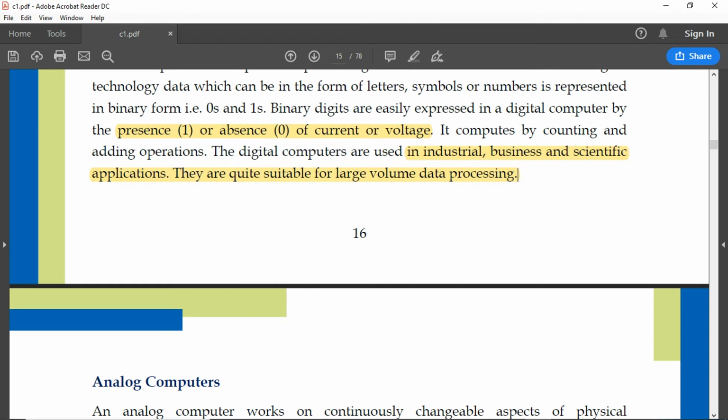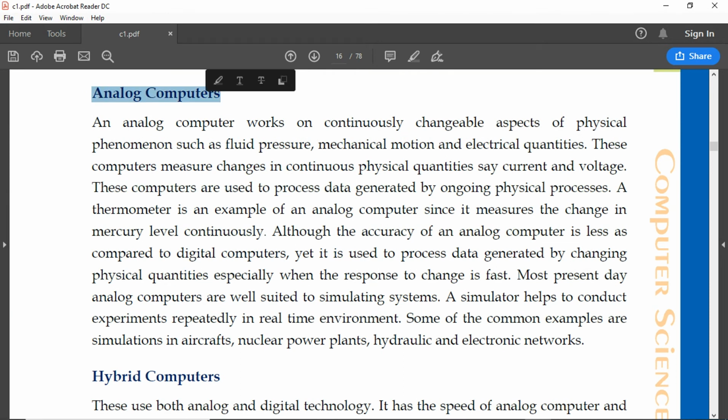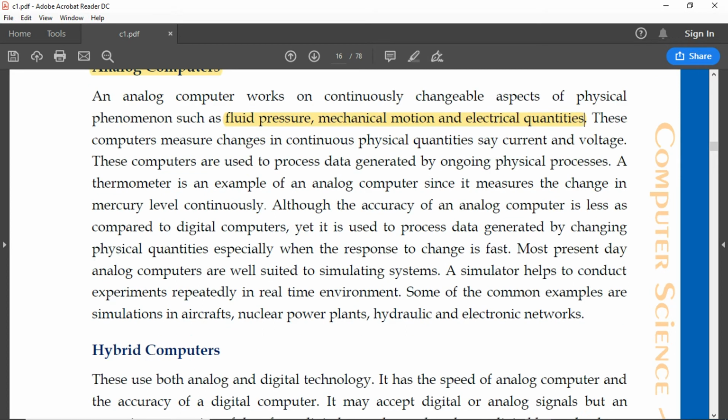Analog computers. An analog computer works on continuously changeable aspects of physical phenomena such as fluid pressure, mechanical motion, and electrical quantities. These computers measure changes in continuous physical quantities, say current and voltage. These computers are used to process data generated by ongoing physical processes. A thermometer is an example of an analog computer since it measures the change in mercury level continuously.